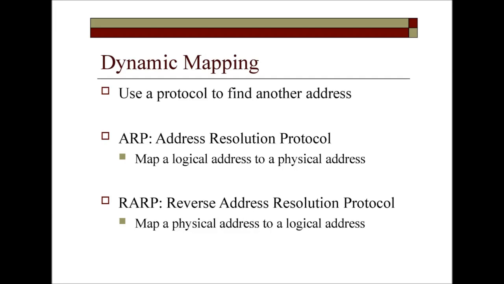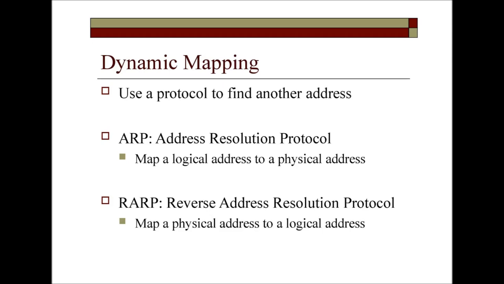Dynamic mapping: use a protocol to find another address. This scheme is commonly used to identify addresses, and there are two types of mechanisms used in dynamic mapping. These two protocols are very important in any network to find addresses. ARP, the Address Resolution Protocol, maps a logical address to a physical address. It means if we have a logical address, an IP address, we can find the physical address or MAC address. The second protocol is RARP, the Reverse Address Resolution Protocol.